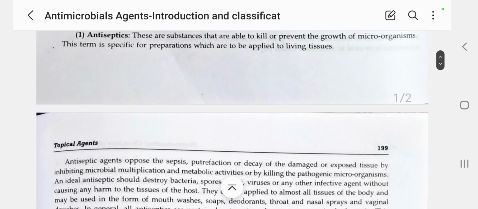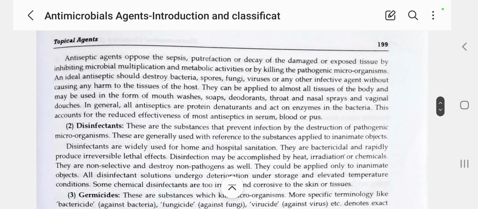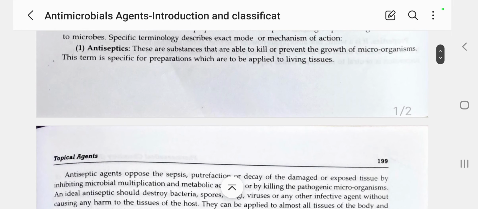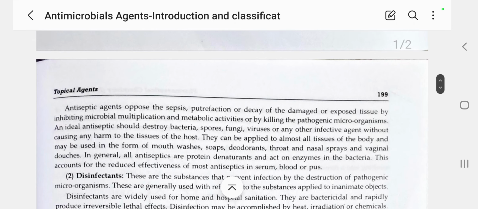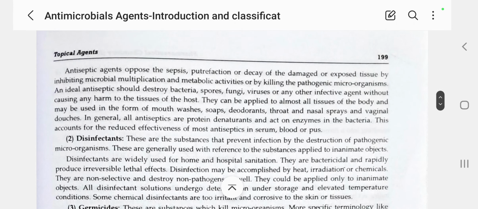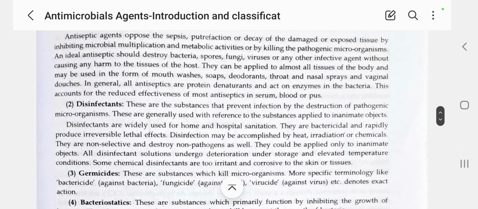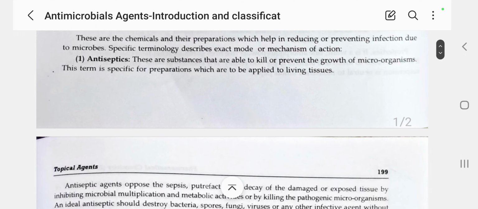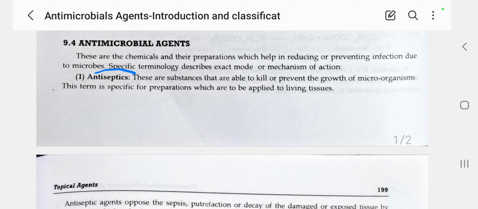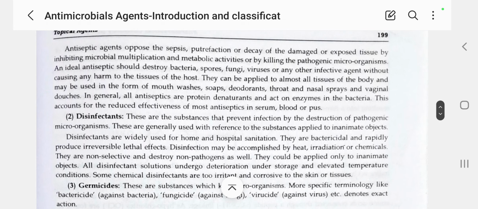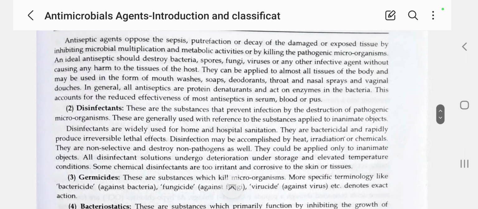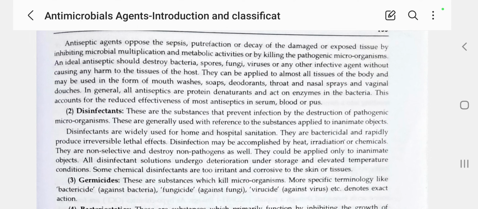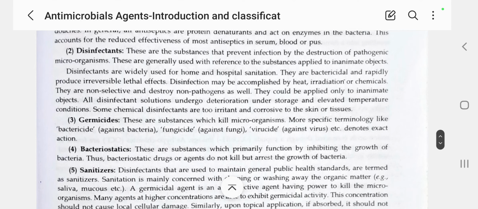Before that we discussed antiseptic. Now let's see antiseptic and disinfectant. We may understand that antiseptic differs from disinfectant. Both are used to kill or arrest the growth of microorganisms, but disinfectant is applied on inanimate objects, whereas antiseptic is applied on living organisms, so many antiseptics are used in formulations like mouthwashes, deodorants, throat and nasal sprays and vaginal douches.